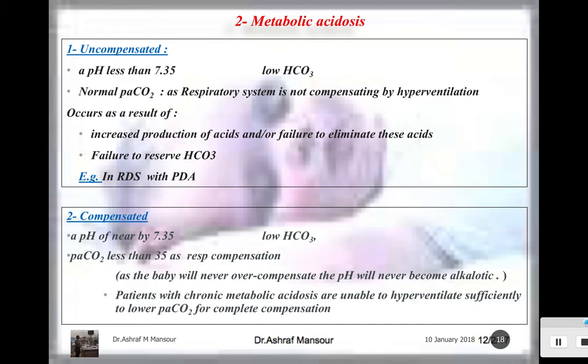to reserve the bicarb. The compensated form, where the pH is near to normal, near to 7.35, and also because it's metabolic there is low bicarb, but here the PCO2 will be washed out to be less than 35 as a respiratory compensation. But as we said, the baby will never overcompensate, and so the pH can return very near to normal but never become alkalotic.